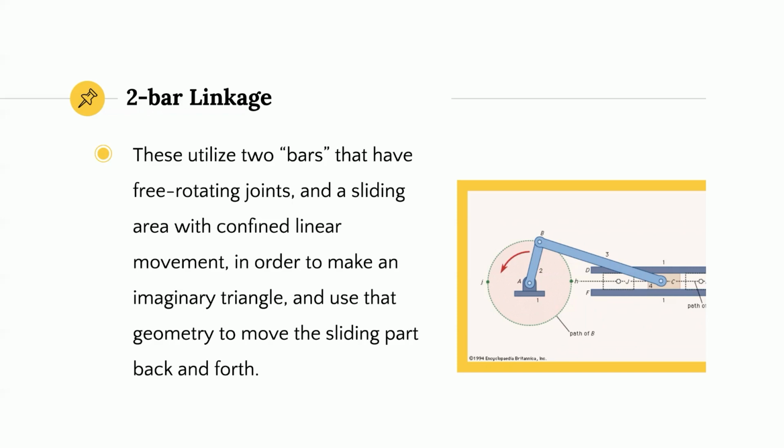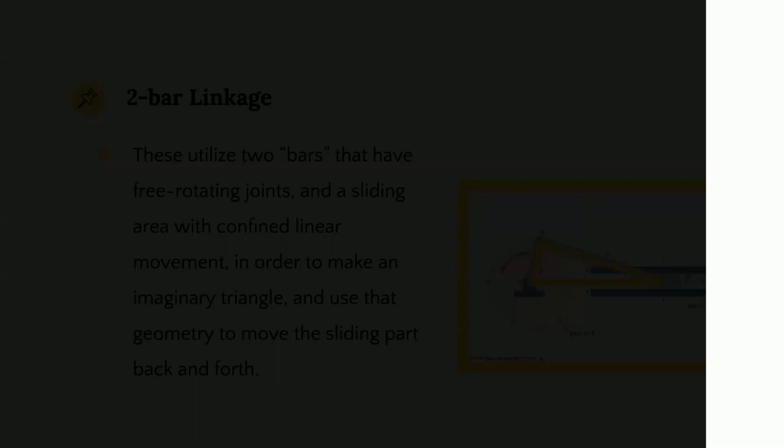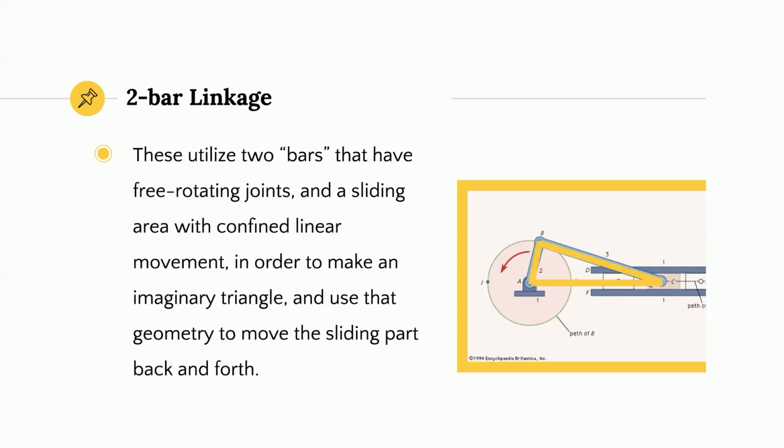In order to better explain what I mean, I made this yellow triangle to show the triangular shape that's going on here. If you were to rotate the first bar forward, the first angle is going to decrease and it's going to increase the right angle. And that's going to push everything forward.